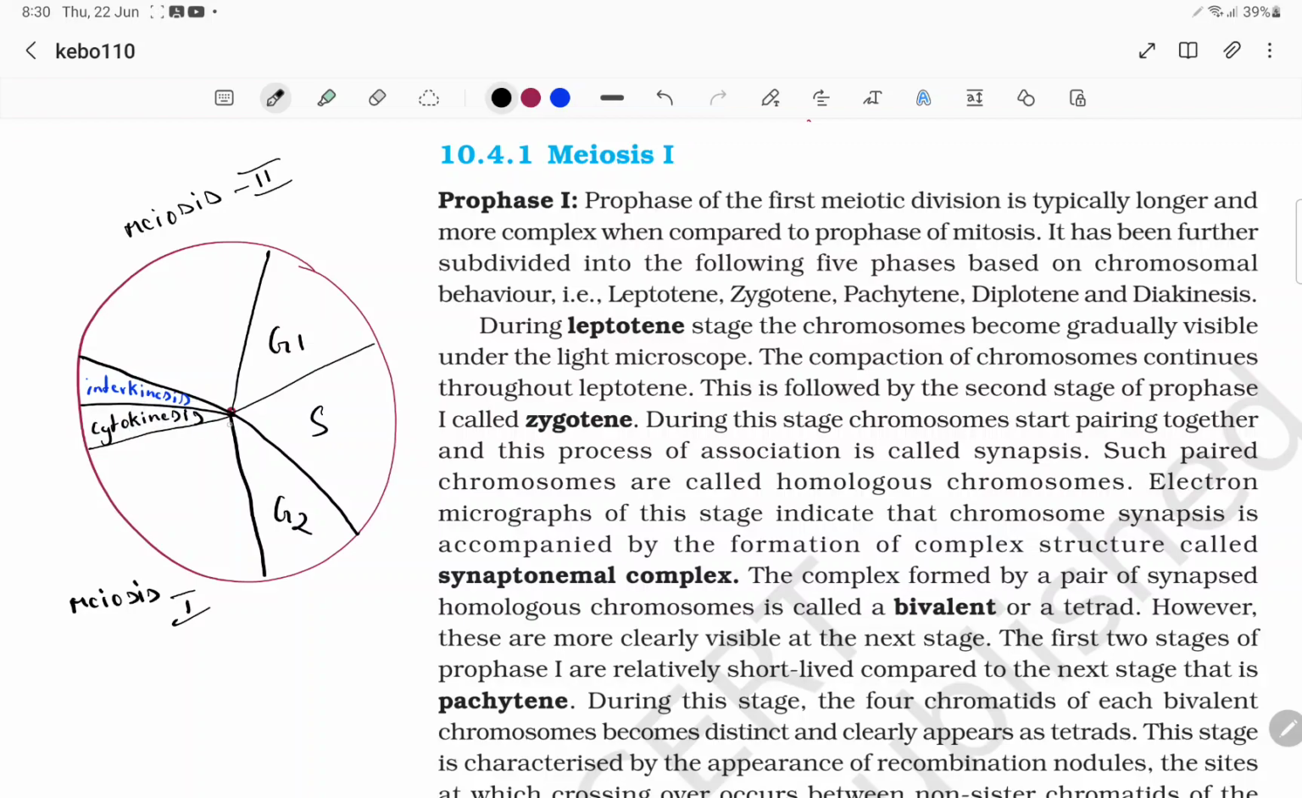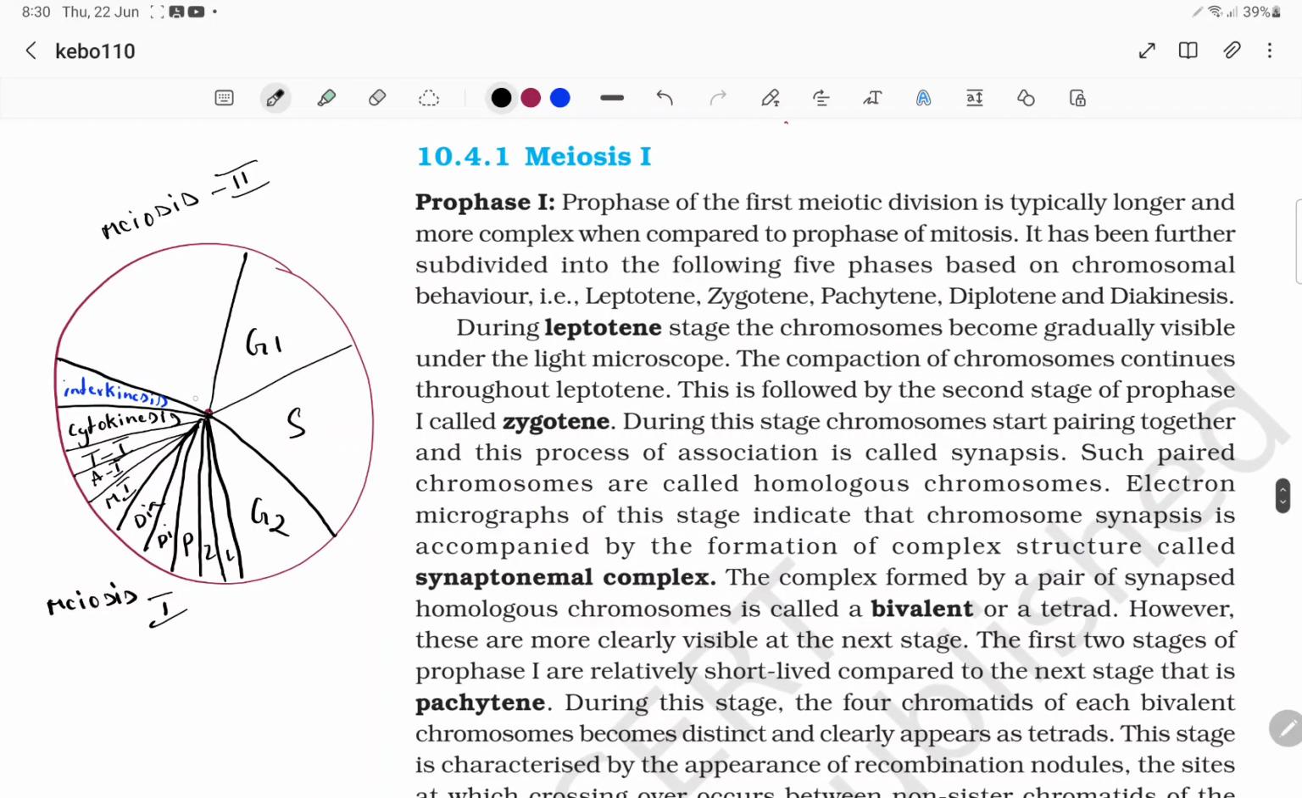And here we have prophase. The prophase is divided into 5 phases: leptotene, zygotene, pachytene, diplotene, diakinesis, and we have metaphase 1, anaphase 1 and telophase 1.